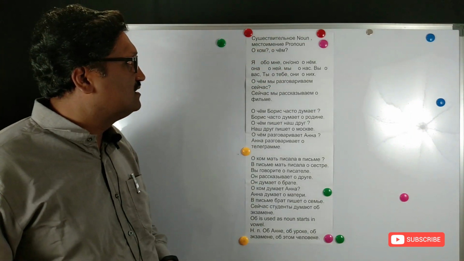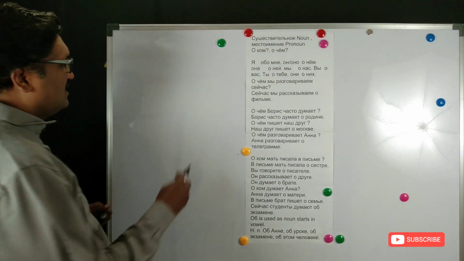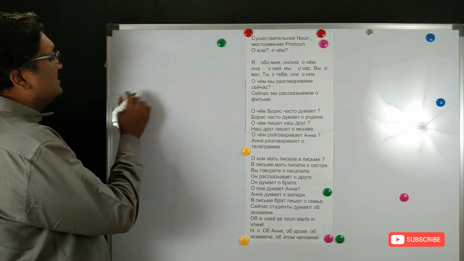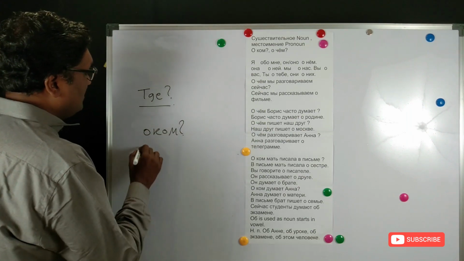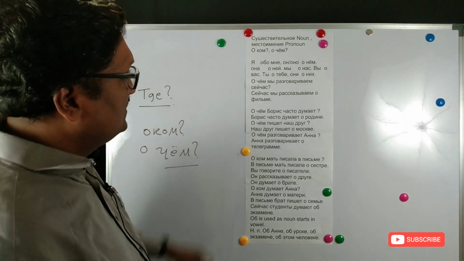It answers the question: about whom, and about what. We have seen that v and na are also used to indicate the place. This is one question: o kom, about whom? O chom, about what? Now first we'll see the pronouns.